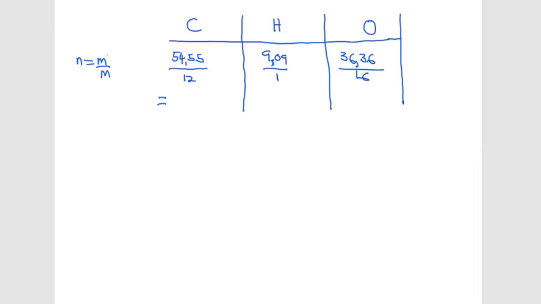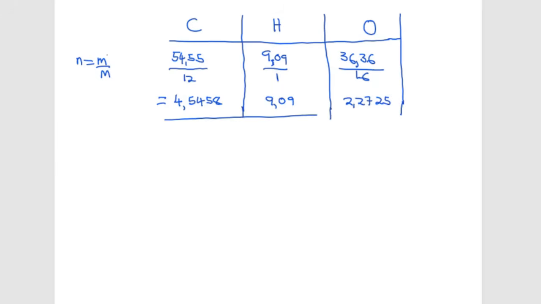So if we were to do our math there, 54.55 divided by 12, we're going to get a value of 4.5458 moles, right? So these are the moles that I'm going to get there. Any number you divide by 1 retains its value, and then 36.36 divided by 16, I'm going to get a value of 2.2725, right? So this is what I'm actually having there.